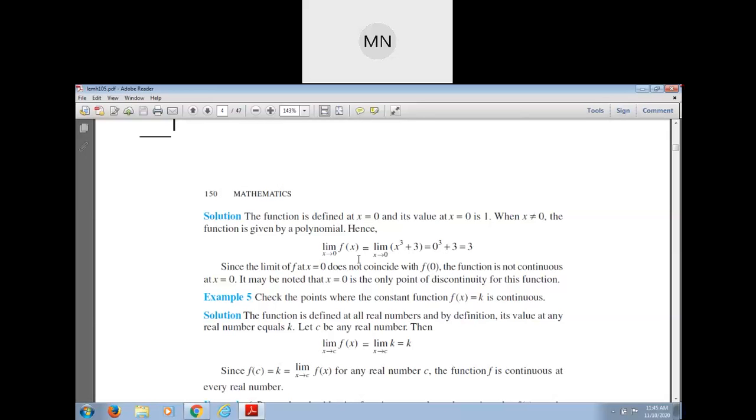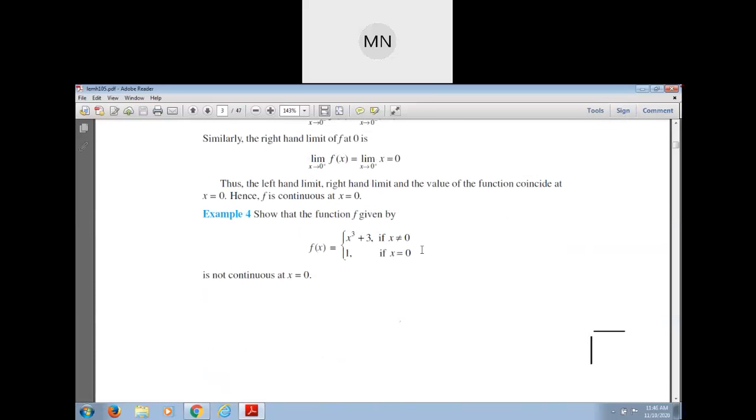For the right hand limit also, we write x cube plus 3, and for the left hand limit also we write f of x equals x cube plus 3, only because f of x is x cube plus 3 if x does not equal 0. Okay? So left hand limit will be 3 and right hand limit is also 3.